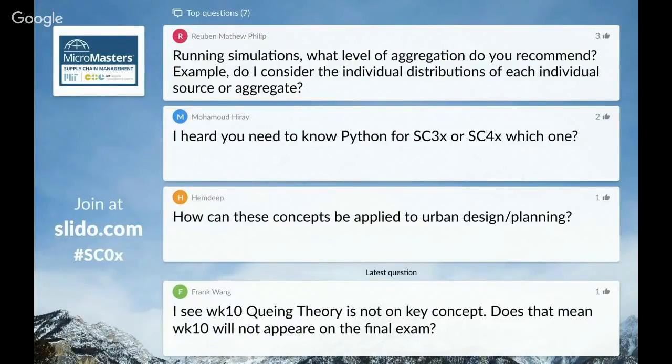I'll do Hemdeep's one. Do you accept students into the blended program who haven't worked as supply chain analysts? Yes. Prior experience in supply chain is not a requirement. I heard you need to know Python for SC0x or 4x. Neither. You don't need to know Python. I'm trying to think if we're finding more people know R or Python and are doing more coding. To be honest, our 10-month residential program and our blended program, we're now teaching Python. We're teaching it in January. Sergio is going to teach the course in Python.